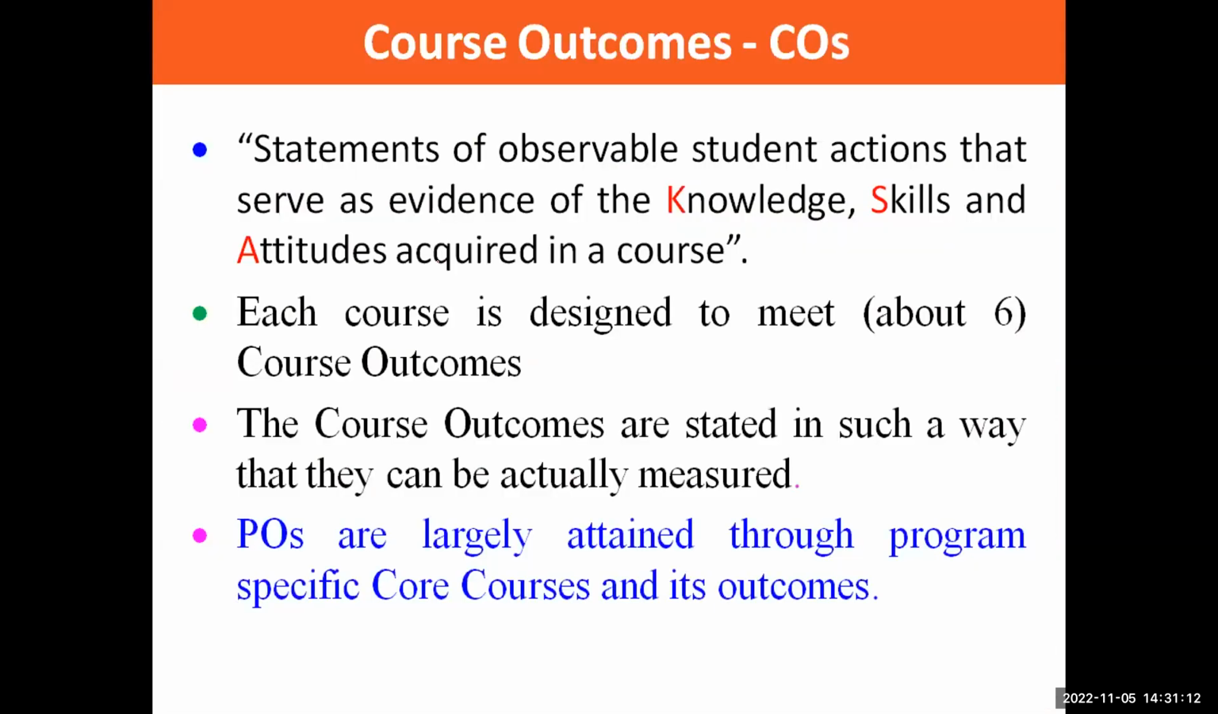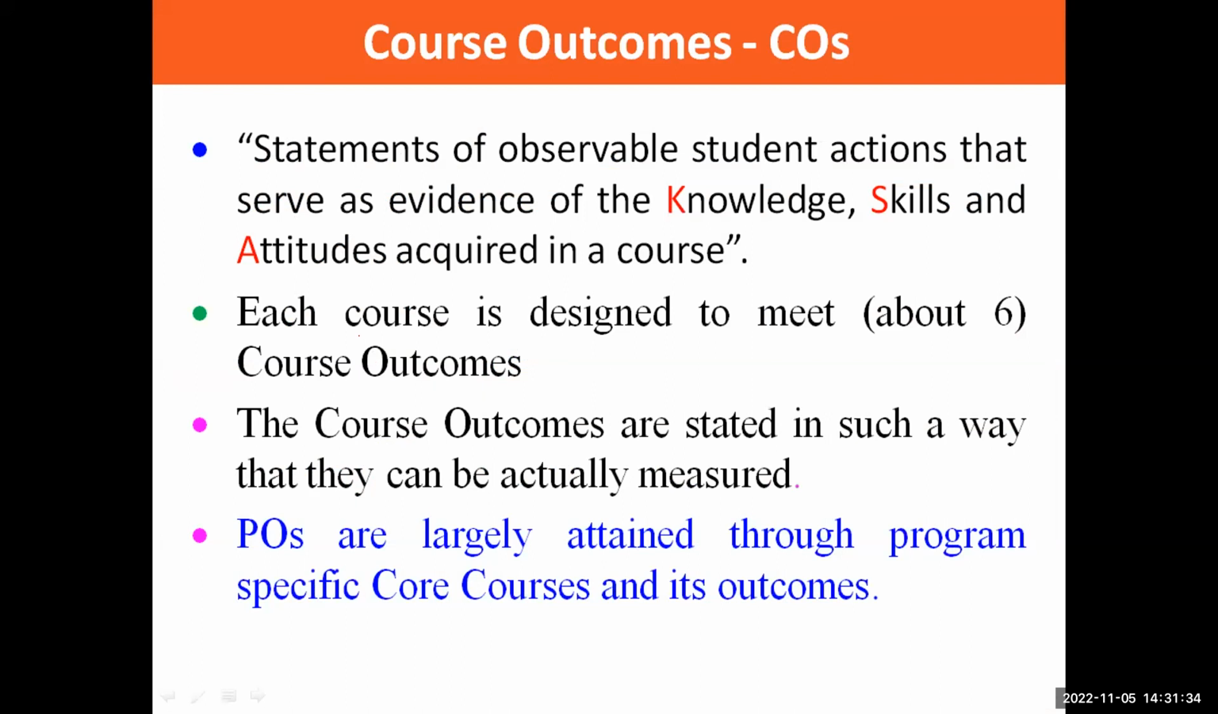Now moving to the next one, the course outcome, which is the basic backbone of this entire outcome based education. If you are not able to successfully define and write down the course outcome, the entire philosophy of outcome based education will fail. So I'm taking this very seriously. What are the course outcomes?